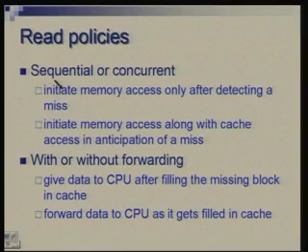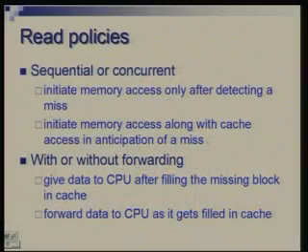In reading, one variation is that when you are making an access to the cache, at the same time you might initiate an access to main memory in anticipation. So if the cache shows you a hit, then you can abort that. If it shows a miss, then you can continue. So you would gain the initial one or two cycles which are required for a cache hit. That is called sequential or concurrent read.